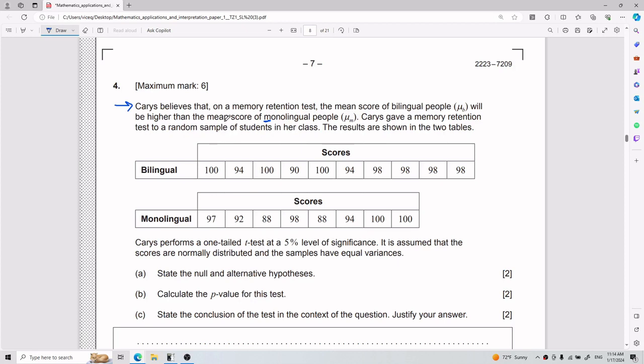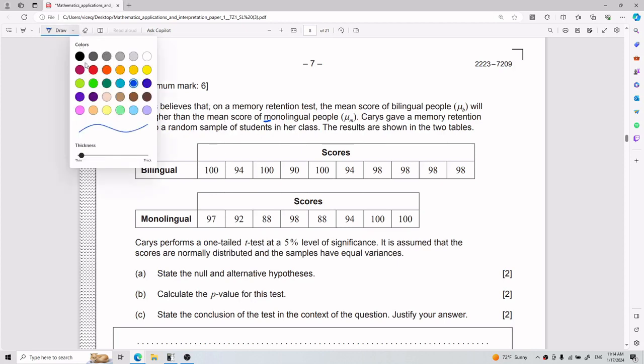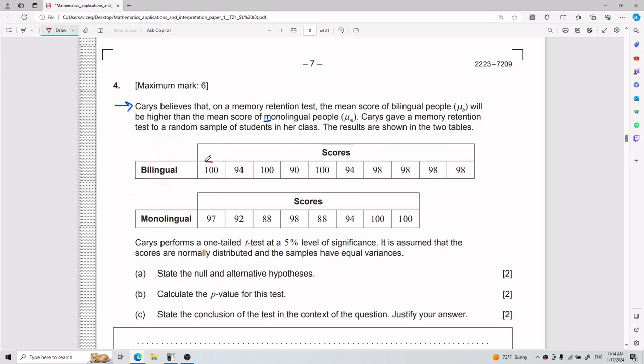So as we can see for memory retention, the first bilingual person scored 100. The second bilingual person scored 94%. The last one scored 98%. For the monolinguals, we see that the first monolingual scored 97, the second one 92%, the third one 88%. Okay, that's the information we have at hand.